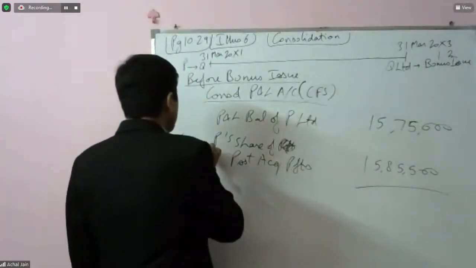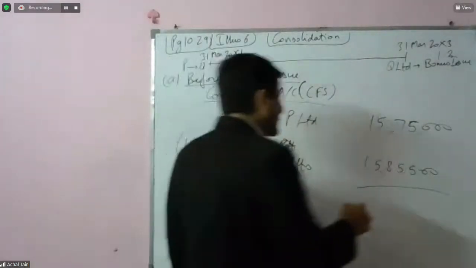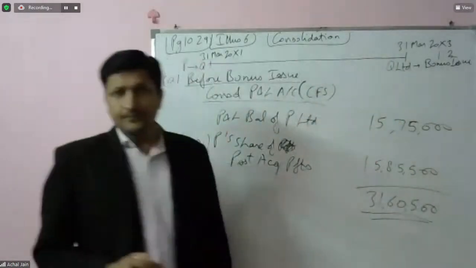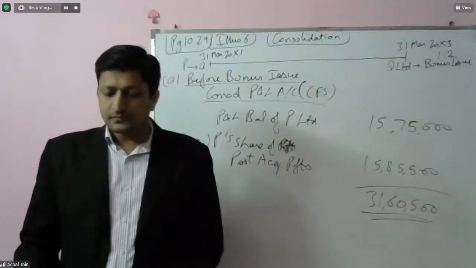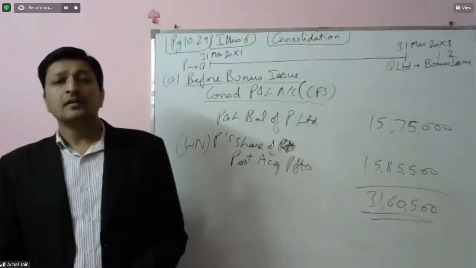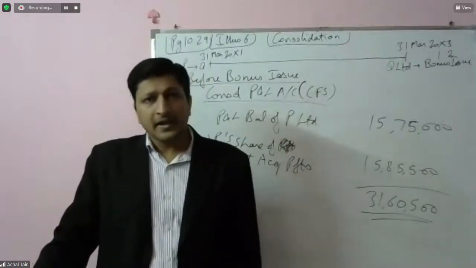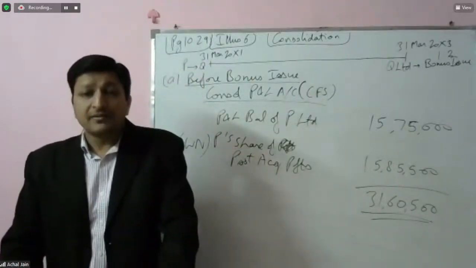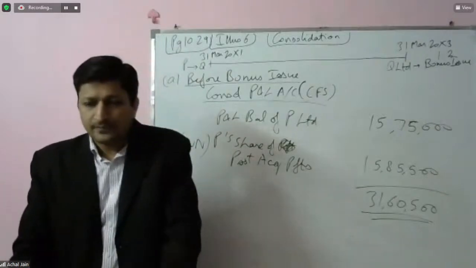Yeah, so we can take the reference of the working. So we get 31,60,500. 31,60,500 is what we get. Clear? Yeah. So all of these amounts we have now computed prior to the issue of bonus.